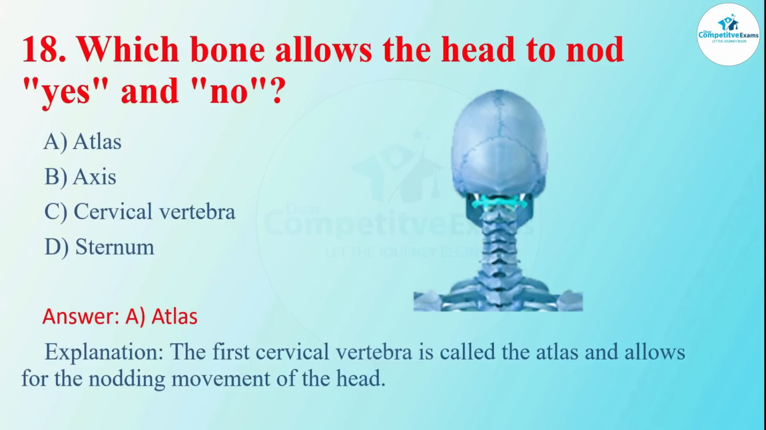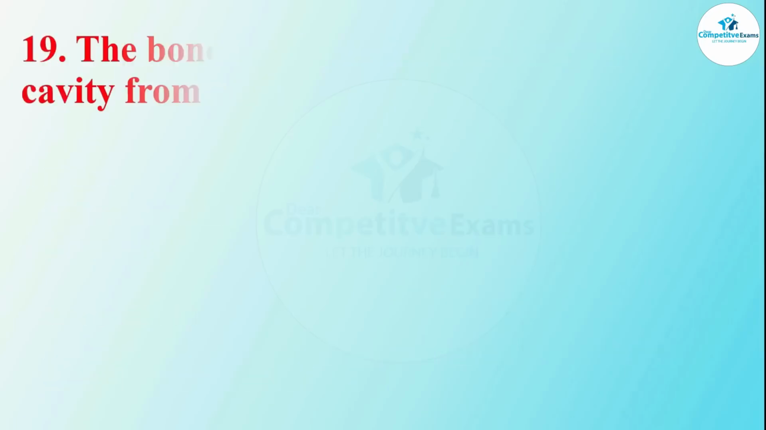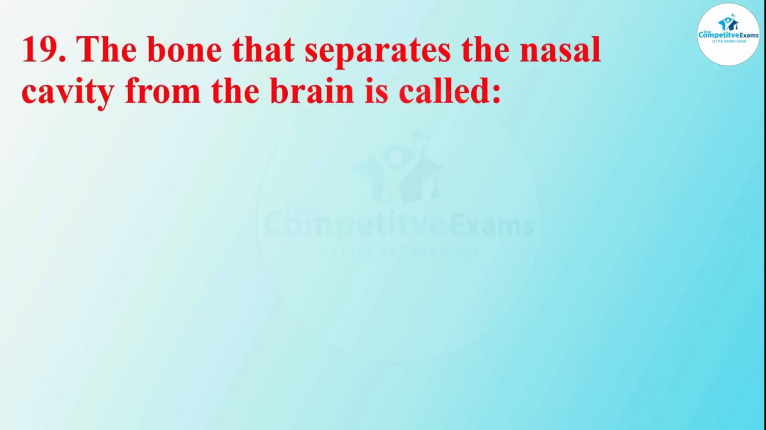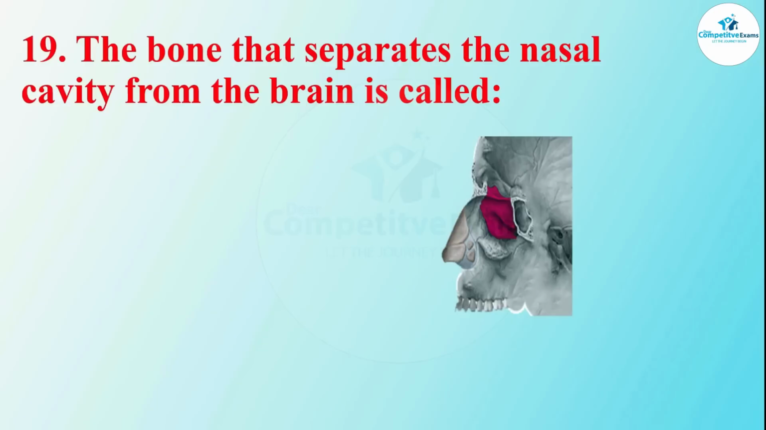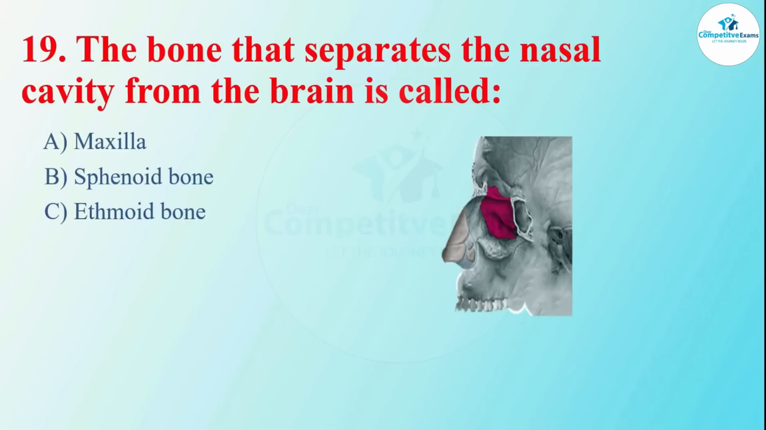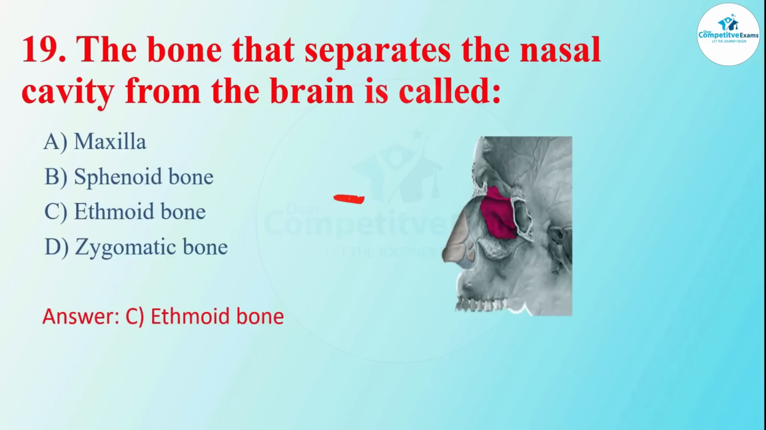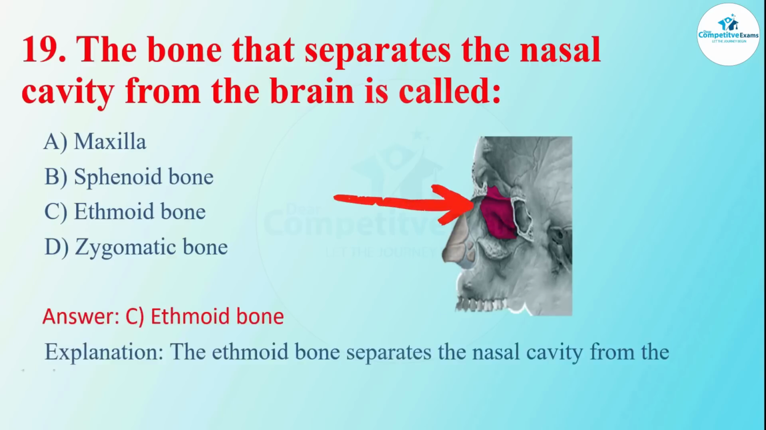Right? Let's move on to question number 19. The bone that separates the nasal cavity from the brain is called as. So which bone separates the nasal cavity from the brain? And what do we call that type of bone? Your answers are maxilla, sphenoid bone, ethmoid bone, or zygomatic bone. The right answer is ethmoid bone. Friends, the ethmoid bone separates the nasal cavity from the brain.